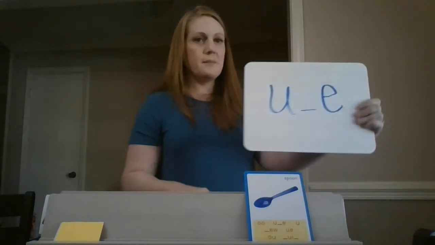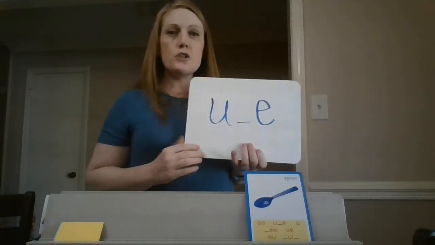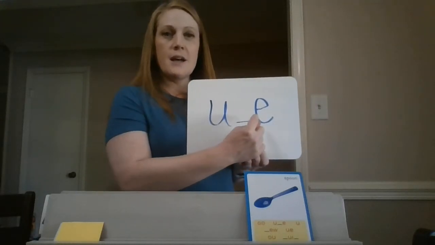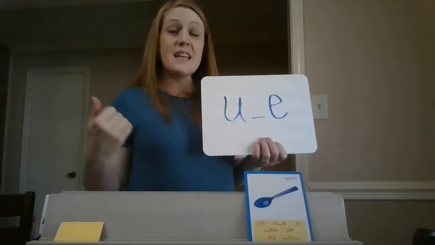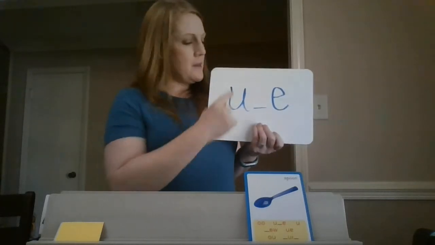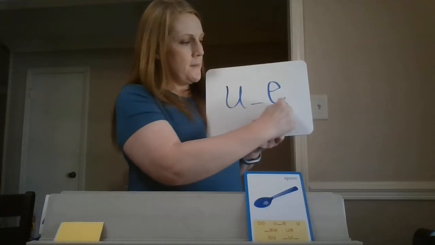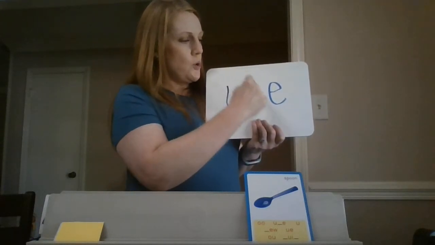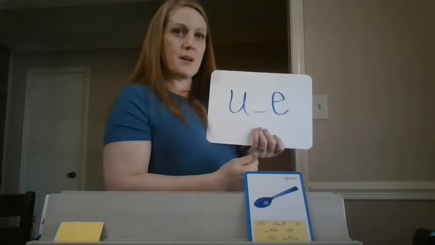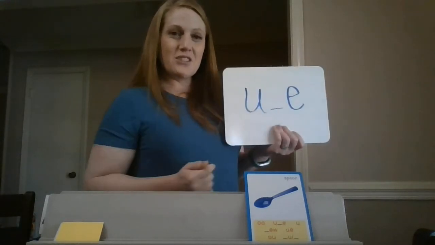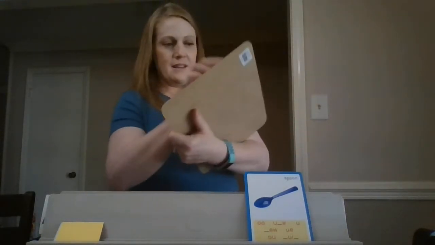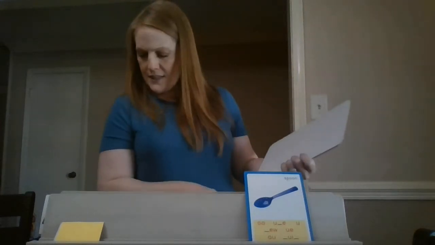Now on this one, we have U blank E. We're just going to trace the U and come over here and trace the E. And while we're doing that, we're going to say the sound ooh. Ready? Ooh. Ooh. Do it one more time with me. Ooh. Good job. Lots and lots and lots of spellings.